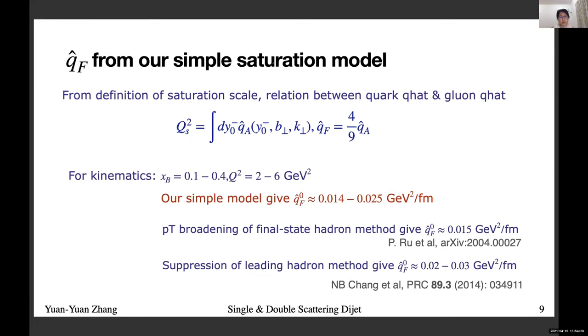And with our simple saturation model, we can also calculate the quark transport coefficient from the definition of the saturation scale and the relation between quark q-hat and gluon q-hat. And we can calculate the quark q-hat. For this kinematics, the value we get is similar to the value from other methods.